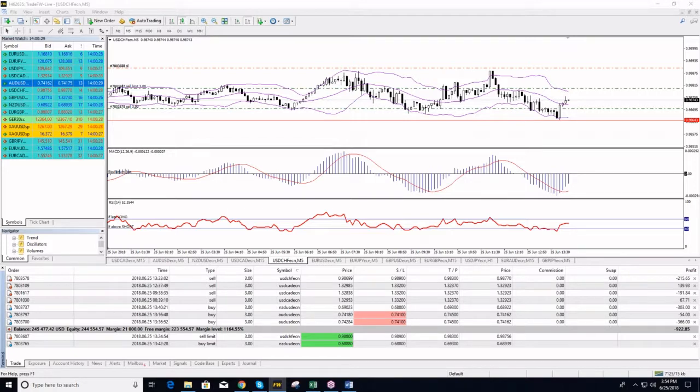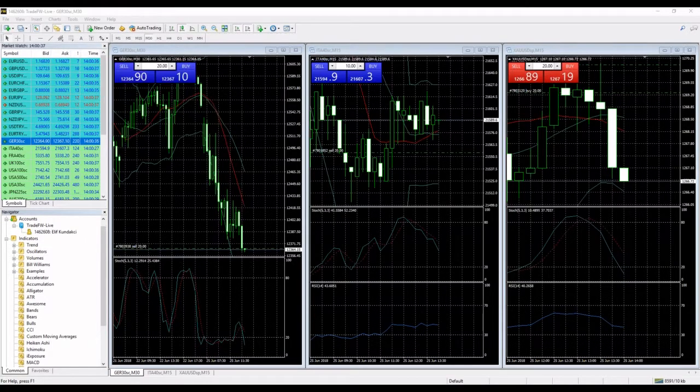So we have no open positions right now. We had some open position on gold. We made a small profit. We made overall today $3,000. It's a nice position. And I just opened a sell position on DAX.